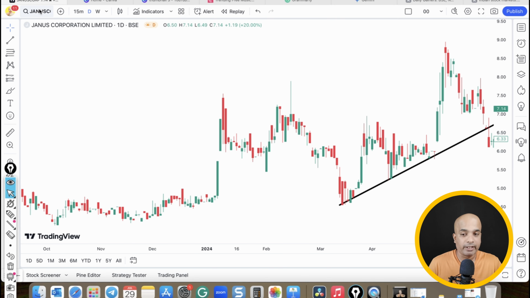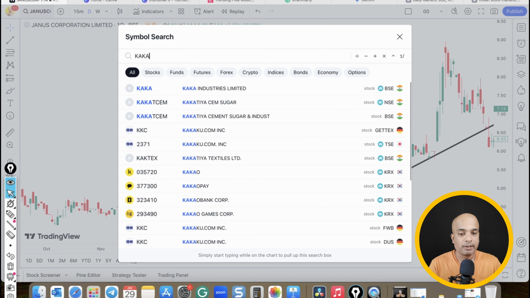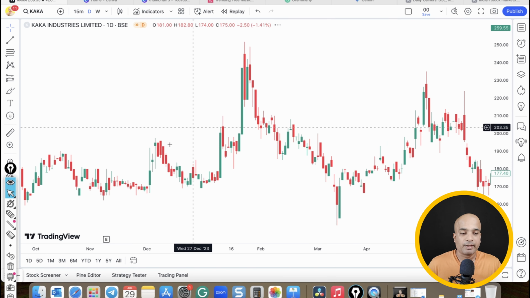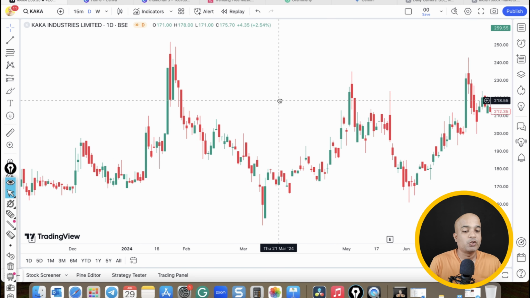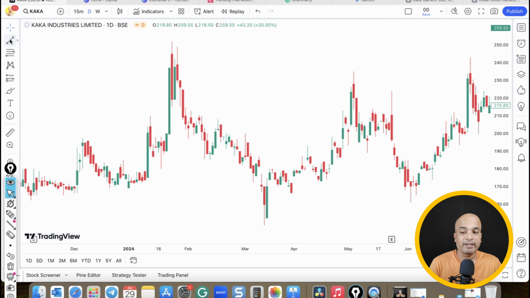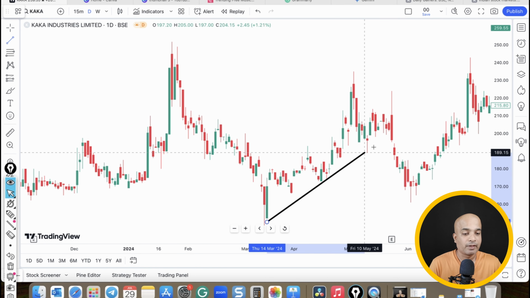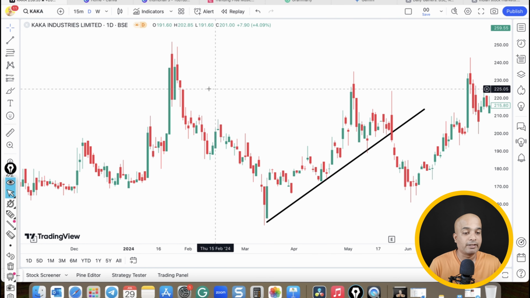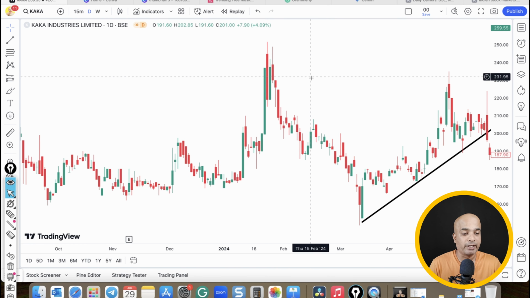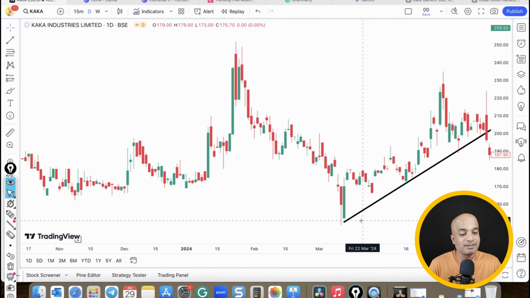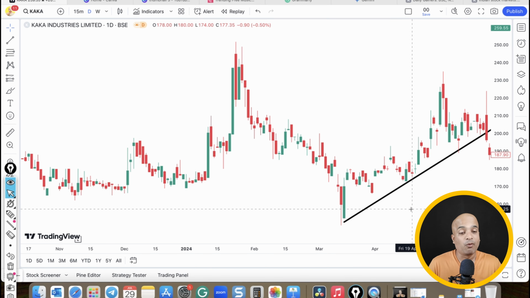Now, for example, I can go to one more example. See, here also you can draw a trend line like this. So you can draw a trend line like this, assuming the price is somewhere here. But once again, see, this is more than 45 degree, right? So this is not a sign of a healthy trend. So always avoid stocks in which the slope of the trend line increases more than 45 degree.